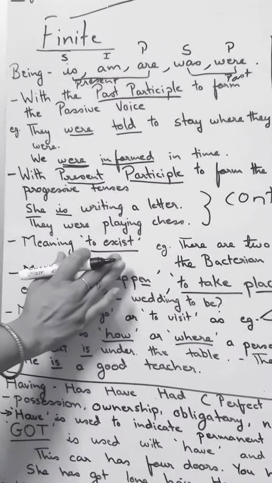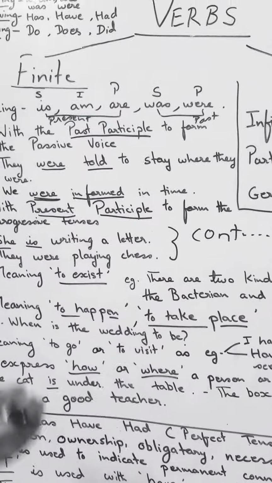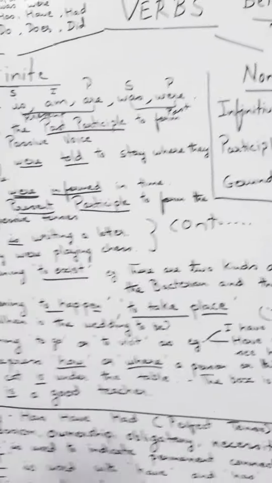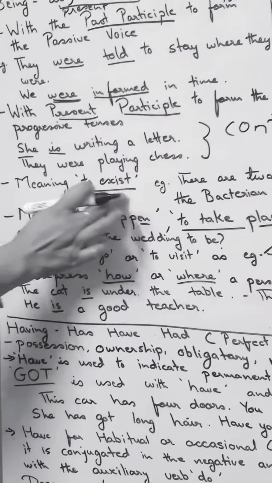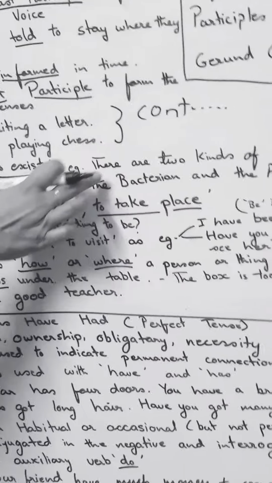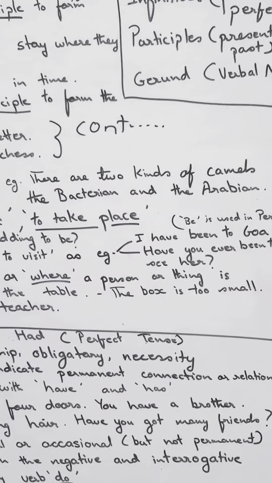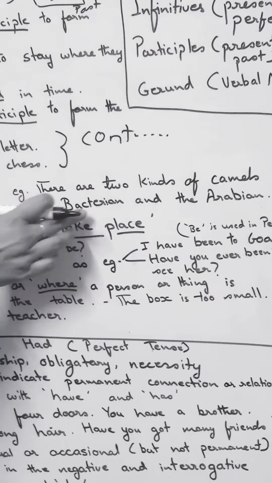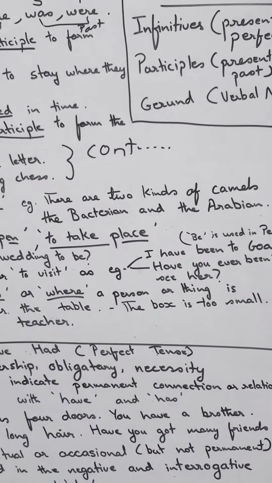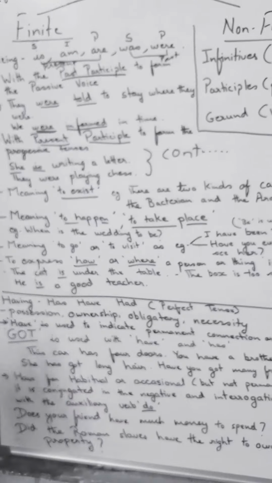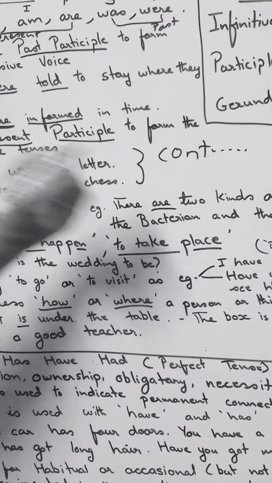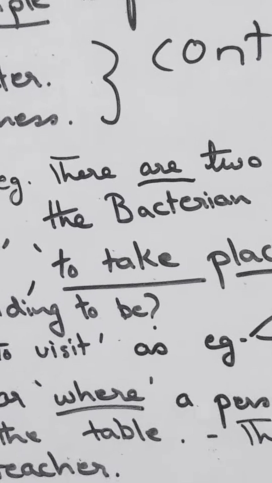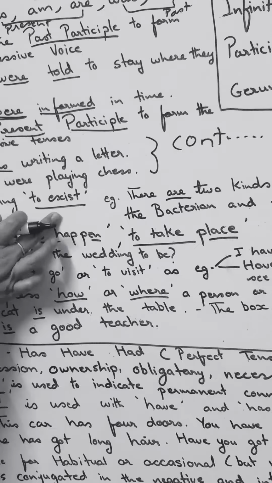Meaning, to exist. Something is there, something is proving a presence, existence. Example: there are two kinds of camels, the Bactrian and Arabian. So when we talk about exist, they are there. So the being form means to exist.